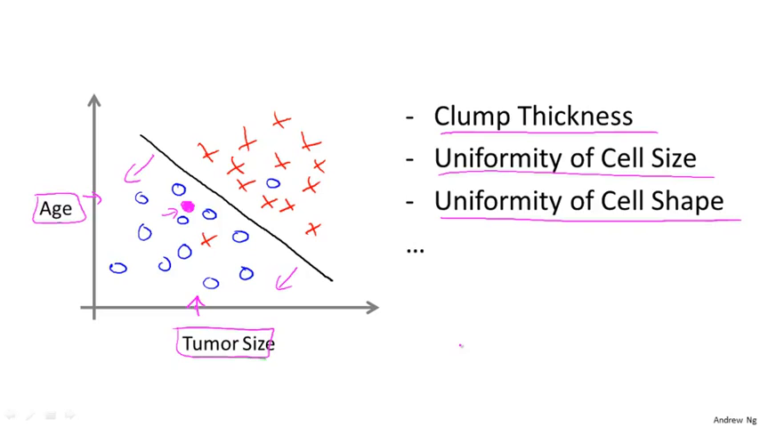So how do you deal with an infinite number of features? How do you even store an infinite number of things on a computer? Your computer's going to run out of memory. But it turns out that when we talk about an algorithm called the support vector machine, there will be a neat mathematical trick that will allow a computer to deal with an infinite number of features.